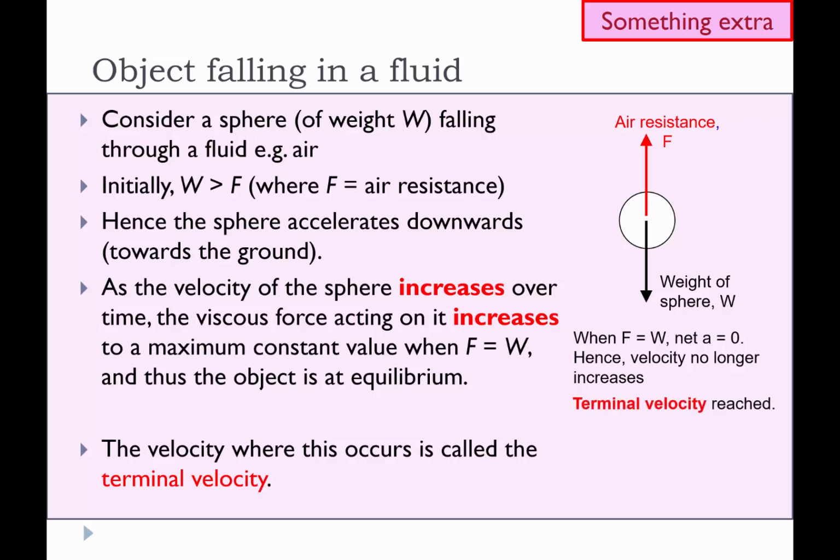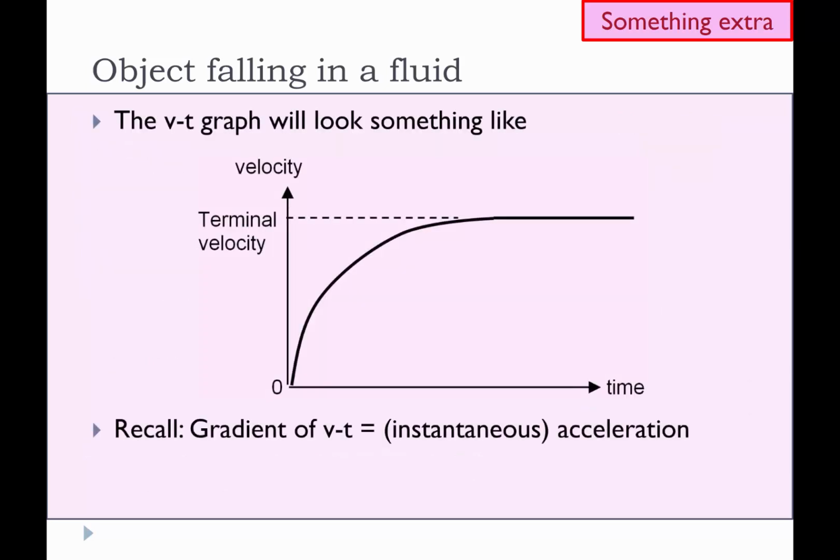In a graphical way, this is how the VT graph will look. You can see that the gradient is initially the sharpest, and as time moves on and velocity increases, the gradient of the VT graph tends towards zero. At the point in time where the gradient is equal to zero, terminal velocity is reached.